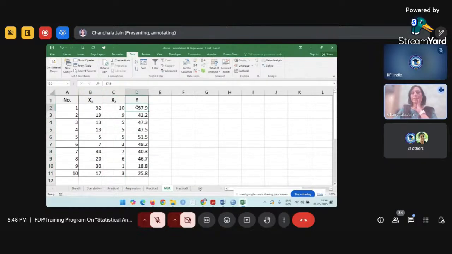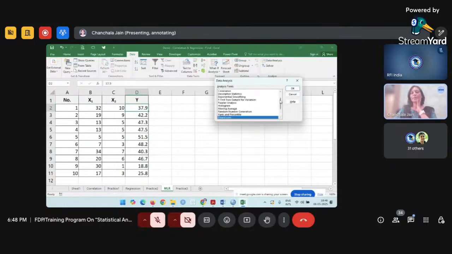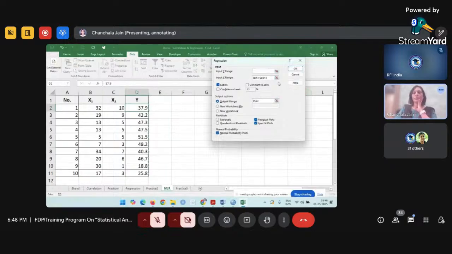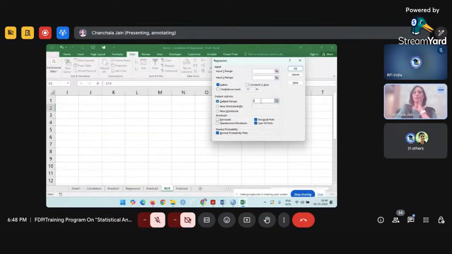To perform multiple linear regression, we have the same option. Go to Data Analysis, select Regression and click on OK. All the earlier entries are there, so you can remove all the changes. Fine.